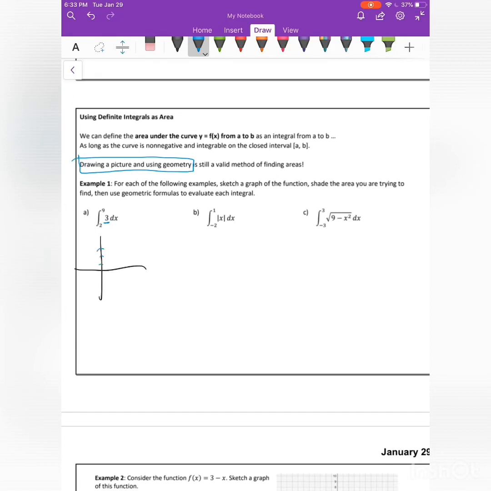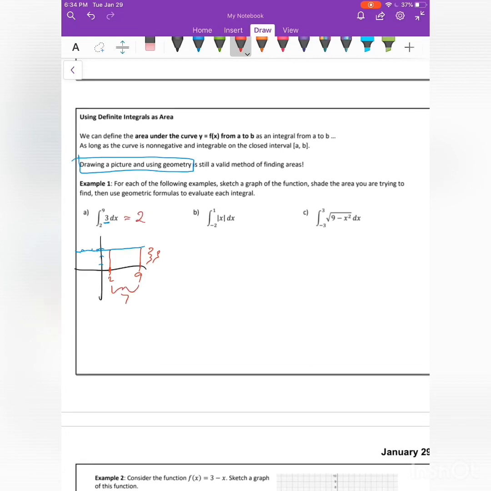1, 2, 3. It's a horizontal line, right? So let's say that's y equals 3. And we're finding the area under the curve. Remember, that's what the integral means. But I'm doing it from 2 to 9. So if you're just trying to draw these vertical lines here, the area underneath this curve is a nice geometric shape. It's a rectangle. So its height is 3, and its width, or base if you want to call it that, is 7.